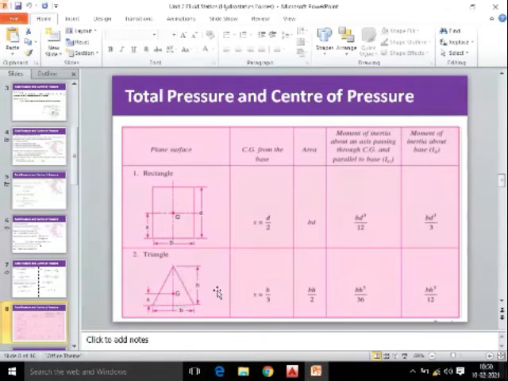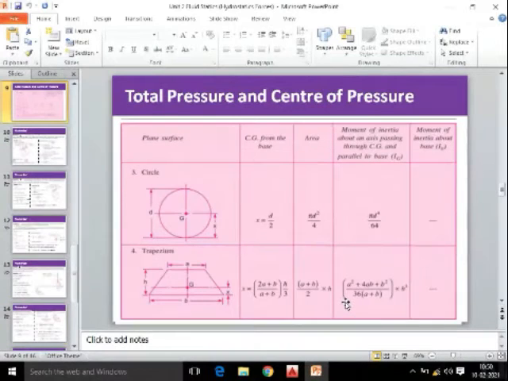Now for any triangle, the CG is located at a distance of h by 3 from base or 2h by 3 from apex. Its area is 1 by 2 b into h, and the moment of inertia about G is b h cube divided by 36. After that for circle, the CG is at a distance of d by 2, where d is the diameter, area is pi by 4 d square, and moment of inertia is pi d to the power 4 upon 64.